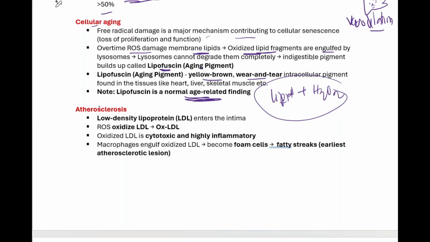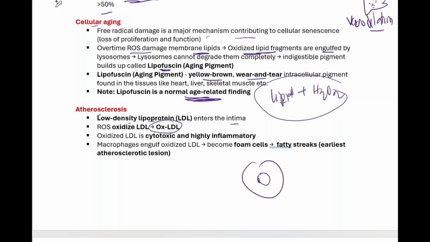And the next one is atherosclerosis. So the bad cholesterol, which one is the bad cholesterol? The low density lipoprotein. This low density lipoprotein could enter the intima. Remember with atherosclerosis, there is damage to the endothelial cell, and then this LDL has the opportunity to enter the intima. And once they enter the intima of the blood vessel, guess what's going to happen? The reactive oxygen species is going to oxidize them.